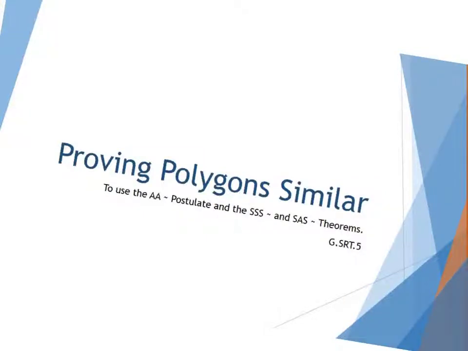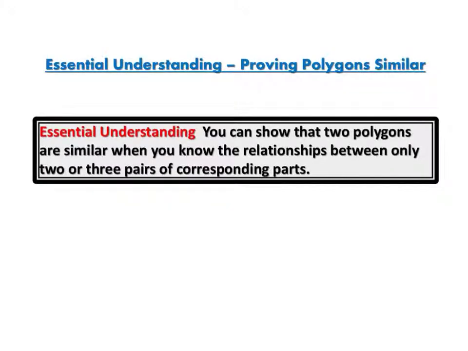This lesson is proving polygons similar, and the goal is to use the angle-angle similarity postulate and the side-side-side similarity and side-angle-side similarity theorems. The standard is Geometry, Similarity, Right Triangles, and Trig number 5. What you should understand by the end of this lesson is that you can show that two polygons are similar when you know the relationship between only 2 or 3 pairs of corresponding parts.